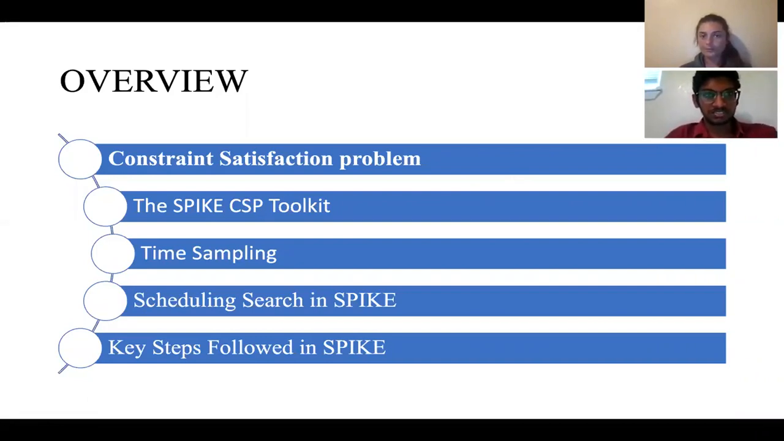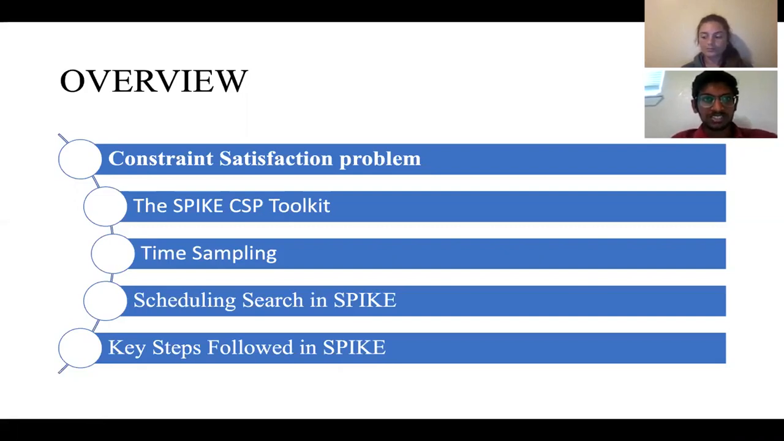And so from now I'm going to explain these 5 topics: the constraint satisfaction problem, the Spike CSP toolkit, the time sampling, scheduling sets in Spike, and key steps followed in Spike.